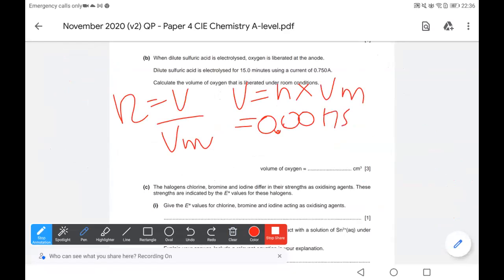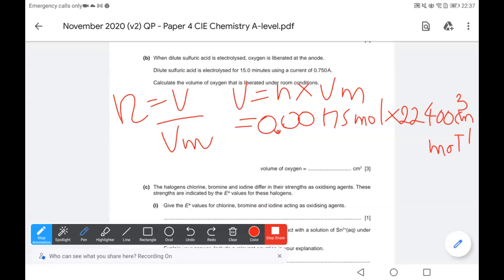0.00175 into molar volume, which is 22,400 cubic centimeters per mole, since they want it in cubic centimeters. This will give you the value.